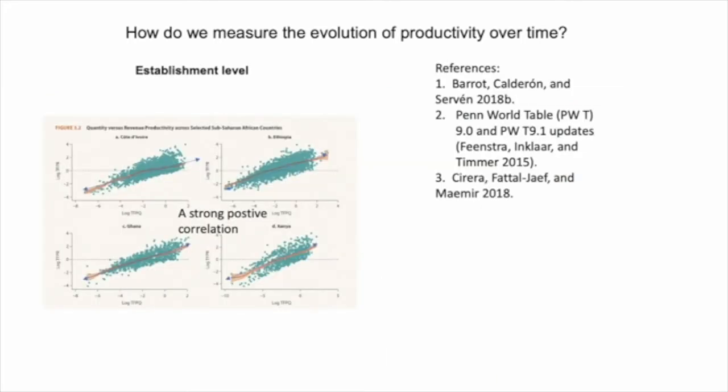From the establishment level, data from the World Bank's Living Standards Measurement Studies was used to assess the total factor productivity quantity and the total factor productivity revenue. Here are some diagrams showing the quantity versus revenue productivity across selected sub-Saharan Africa countries. We can see that all curves are upward sloping, indicating a strong positive correlation. By taking the log of both TFPR and TFPQ, we are able to derive the elasticity and productivity by making comparisons.